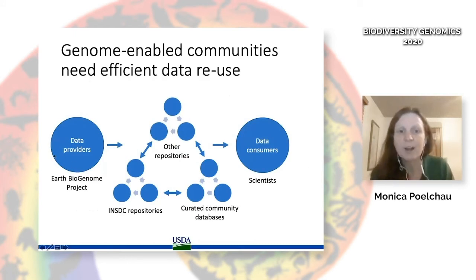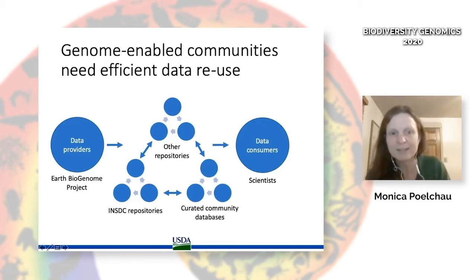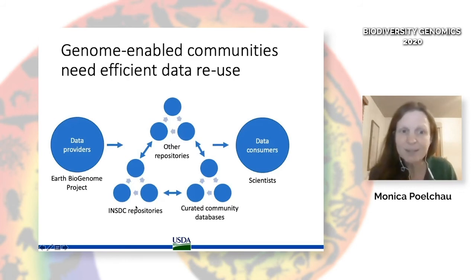The Earth Biogenome Project will generate massive amounts of reference quality data sets with the goal that these data sets be reused across the scientific community and substantially drive scientific discovery. In order to be reused, the data need to be available in public databases. Now, there are many different kinds of databases which specialize on different data types and different community needs. These databases need to share data amongst each other, and scientists, or the data consumers shown right here, need to be able to access these data from the different databases. Finally, with large amounts of data, the sharing needs to be efficient.